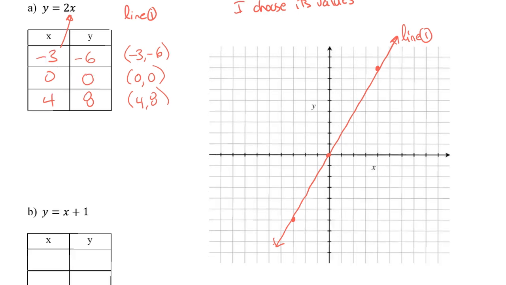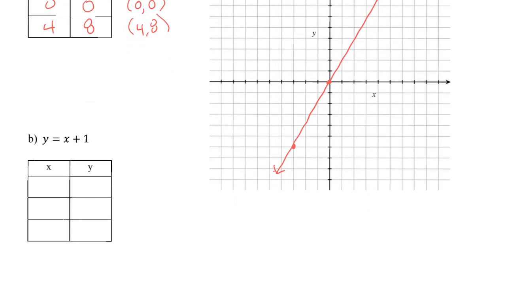The next one that we're looking at is this relationship here, y is x plus 1. Again, I'm going to pick a handful of values for x. Let's say I choose -5, I choose 0 again, I like having 0 in there, and then let's say 3. When I plug in those values for x, -5 plus 1 is -4, 0 plus 1 is 1, and 3 plus 1 is 4. So this gives me these coordinates: -5, -4, 0, 1, and then 3, 4.